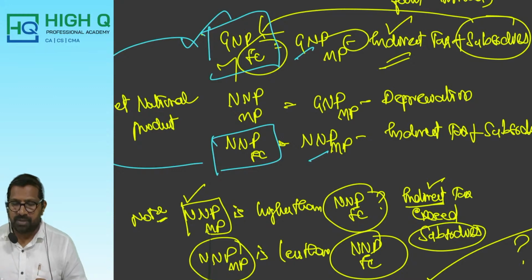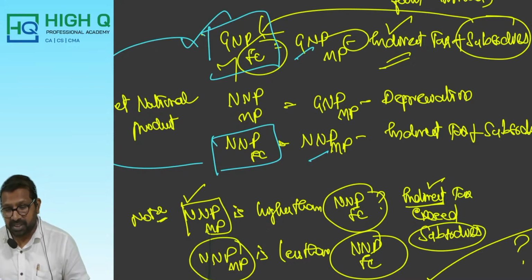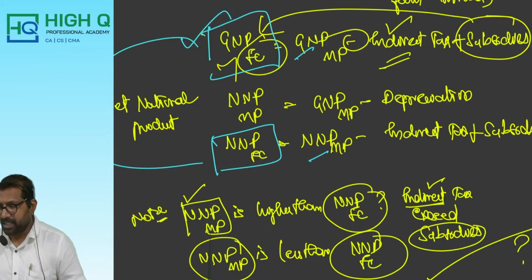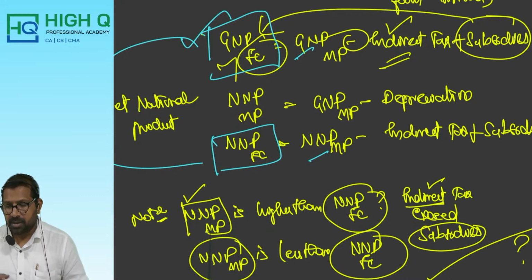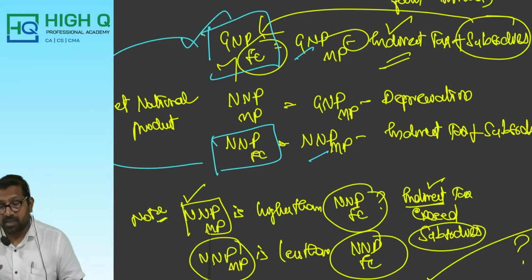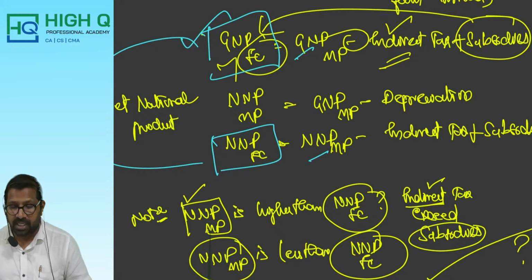So what is the meaning of national income? What are the various factors influencing the measurement of national income? And the third point we discussed: what are the various methods presented to calculate national income? Income method, product method, and expenditure method. What are the precautionary measures to be taken in calculating all these three methods?